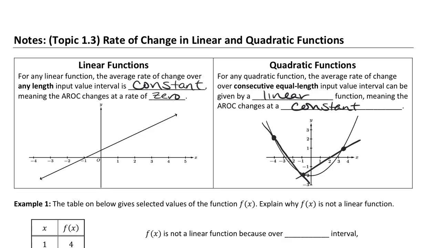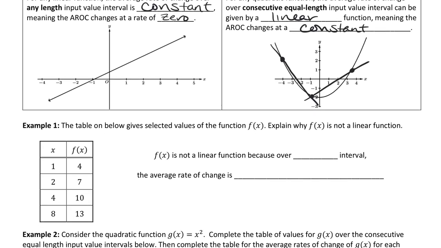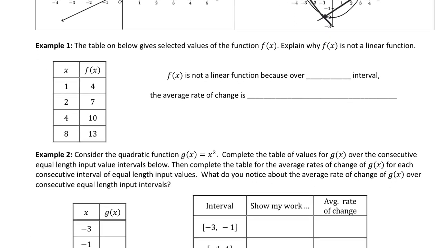So let's see what this looks like when we get to a table, because sometimes it's easier to see this in a table and then apply it back to a graph. The table in example 1 shows given values of the function f of x. We're going to explain why f of x is not a linear function based on the average rates of change. If we notice here, we don't have consecutive length intervals. The difference between 1 and 2 is 1, between 2 and 4 is 2, and between 4 and 8 is 4. So we don't have consecutive length input value intervals.